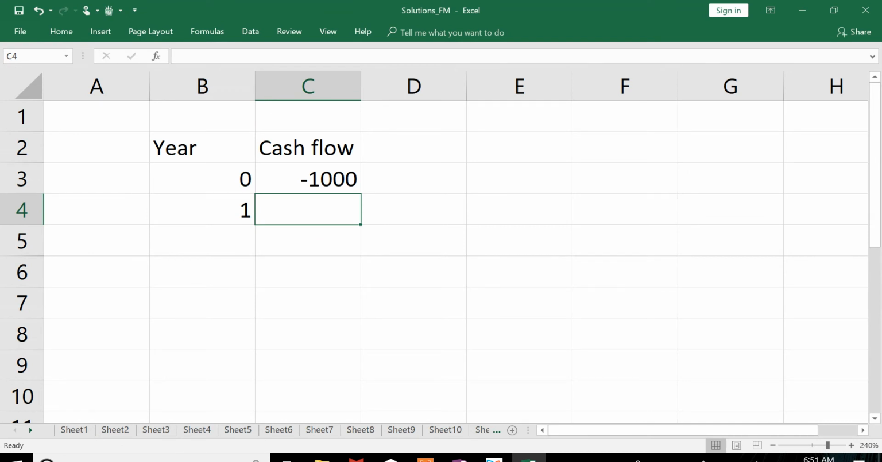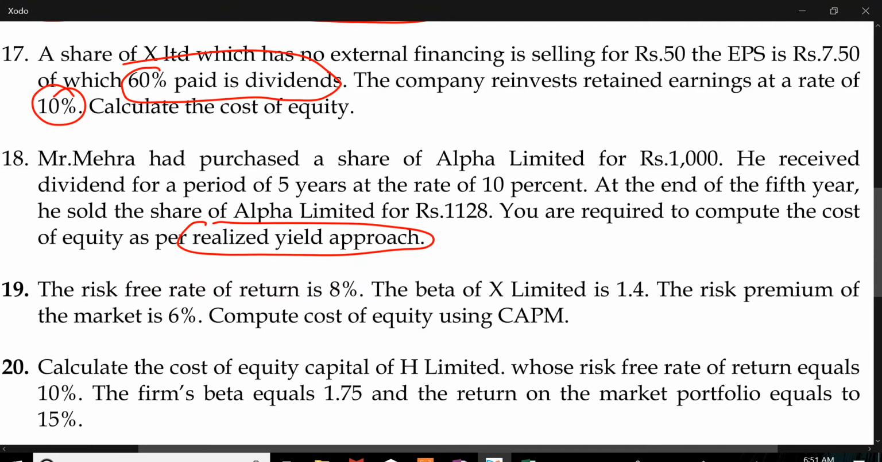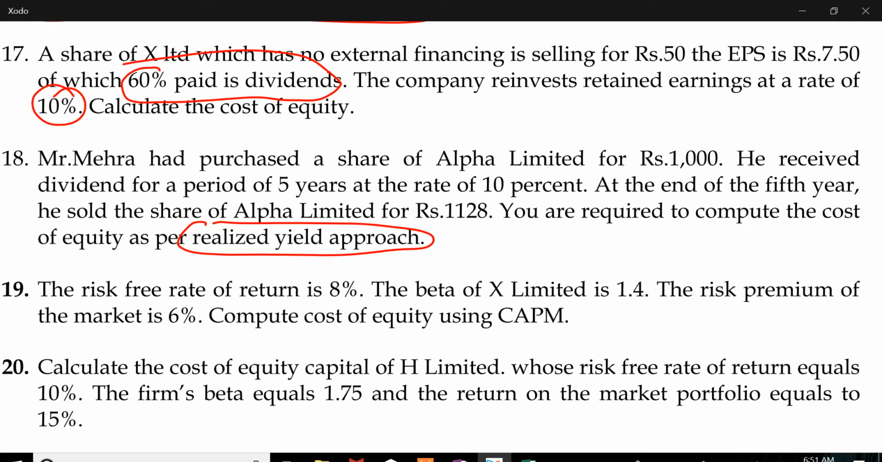Year 0, 1000 outflow. Now when it comes to year 1, 2, 3, 4, 5, every year we are earning dividend at the rate of what they have said? 10%. Dividend will ideally be on the face value. I don't know what is the face value, so I assume maybe 1000 is the face value. We don't have information on the face value. So listen for some time.